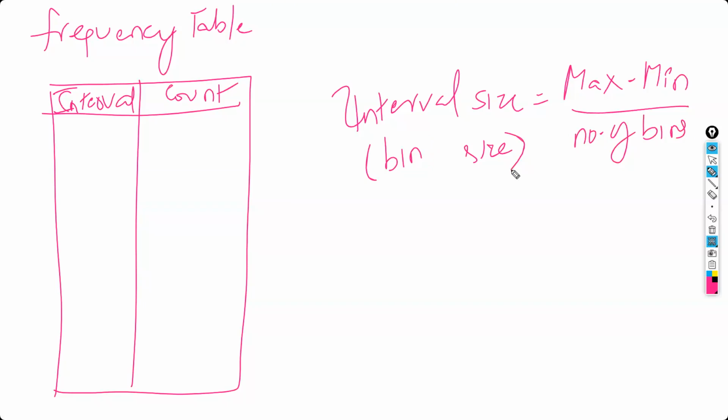Now I asked you to write the numbers. In those numbers, tell me what is the maximum number? What is the example you have taken? 100. What is the minimum number? 30. Now, number of bins. I am not fixing the number of bins. My requirement is size. What is the size? I want to go with 30 to 40.